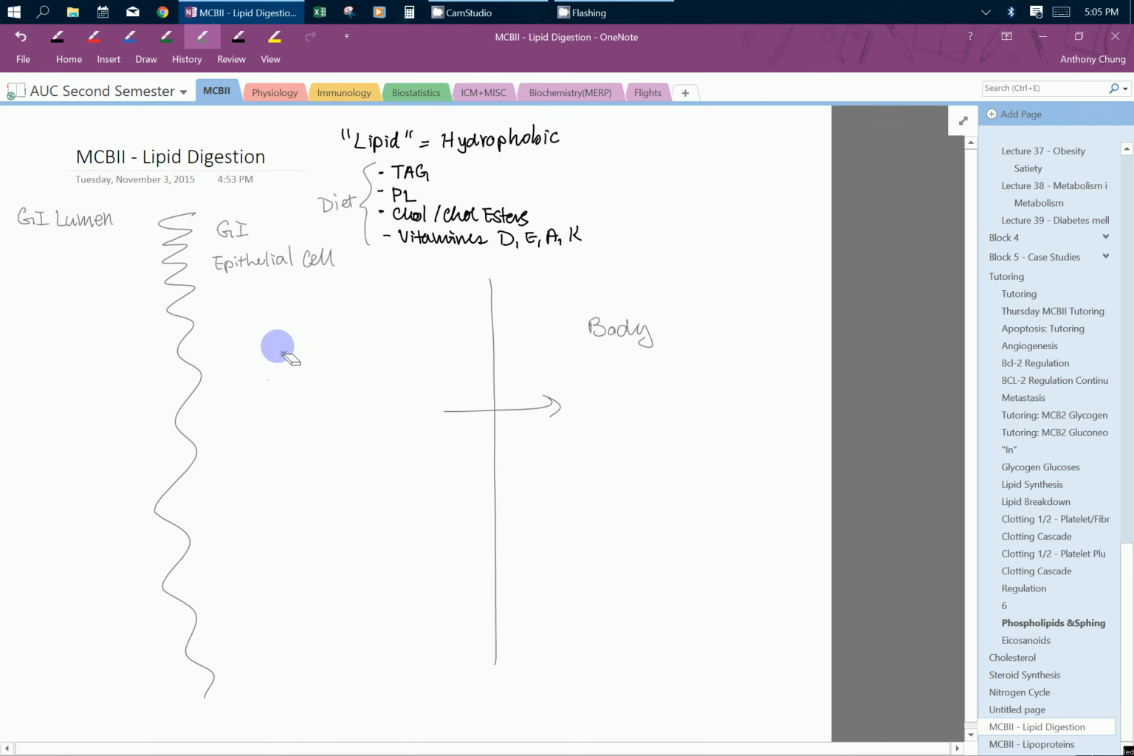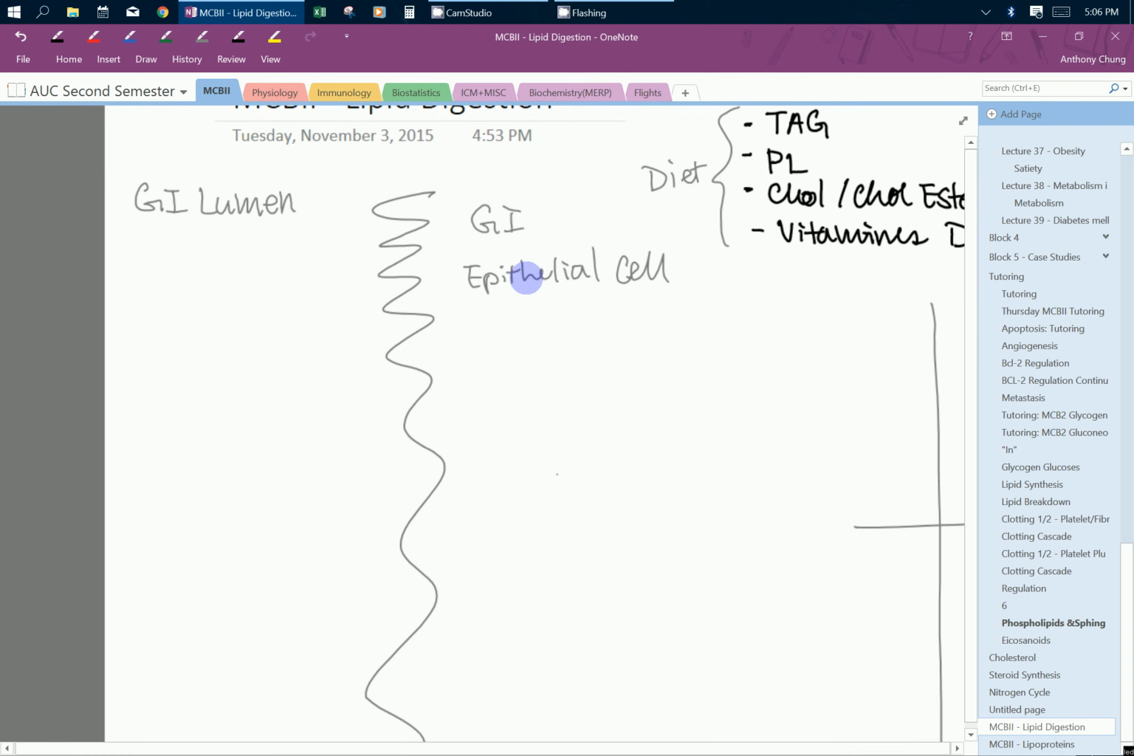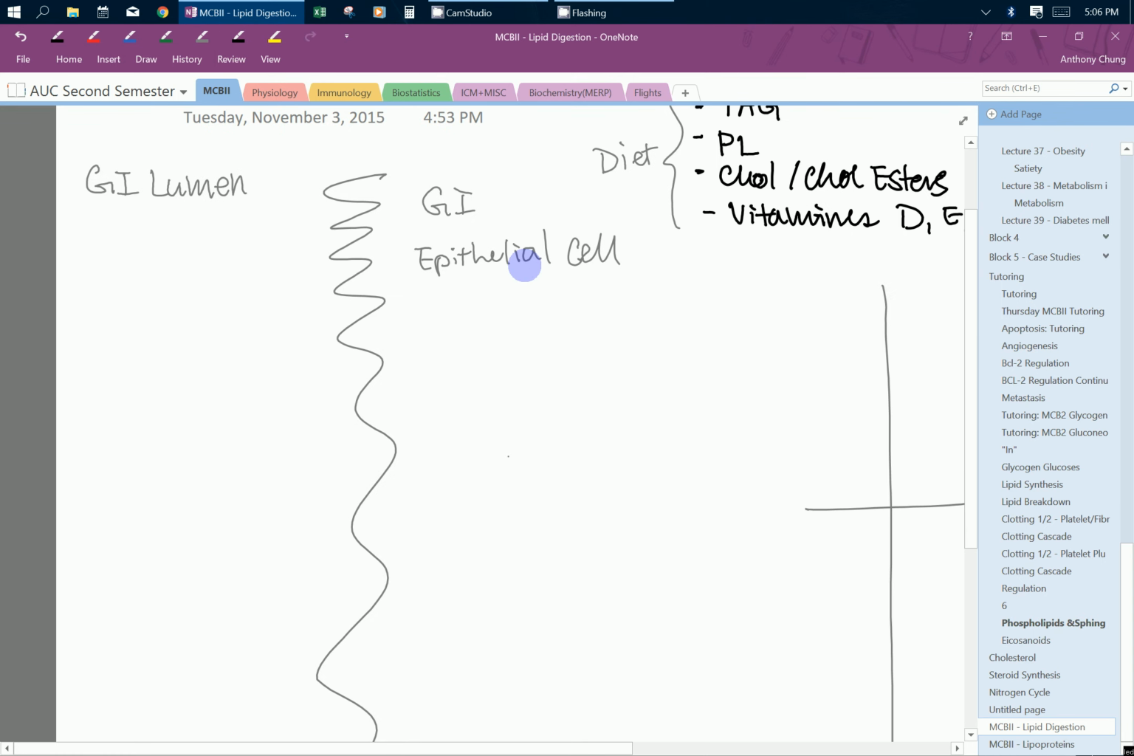First of all, if it's lipid and it's hydrophobic, it's not very soluble in water, right? So what's going to happen first is you need something to emulsify it. So I'm going to zone in a little bit. The first thing is you're going to need bile.